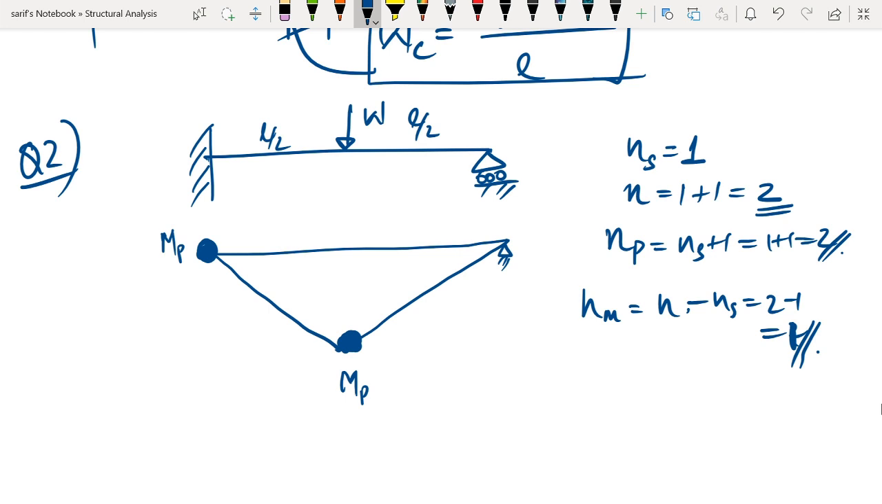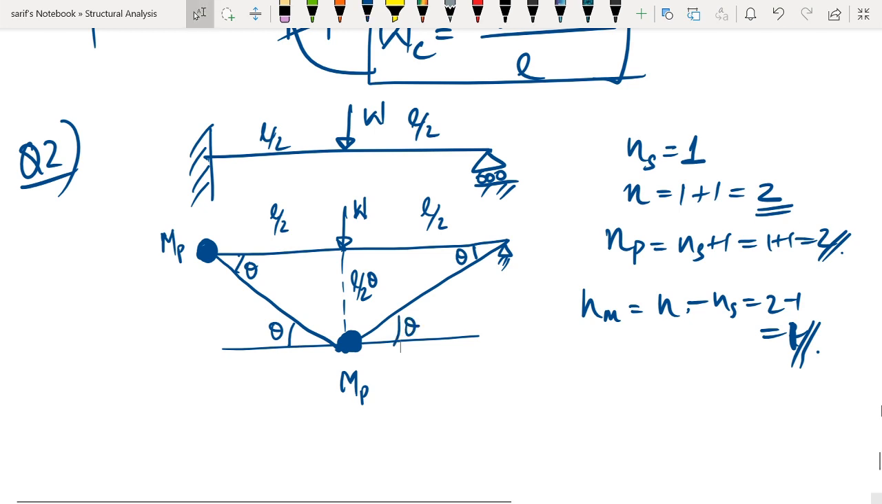Since the load is applied at the center, the deformed shape is going to be symmetric. So if this angle is theta, then this particular distance is going to be L by 2 into theta. This is W. And if this is L by 2 into theta, this angle also will be theta. Now if you look here, this angle is theta, this angle is also theta. So now the geometry of the mechanism is complete.